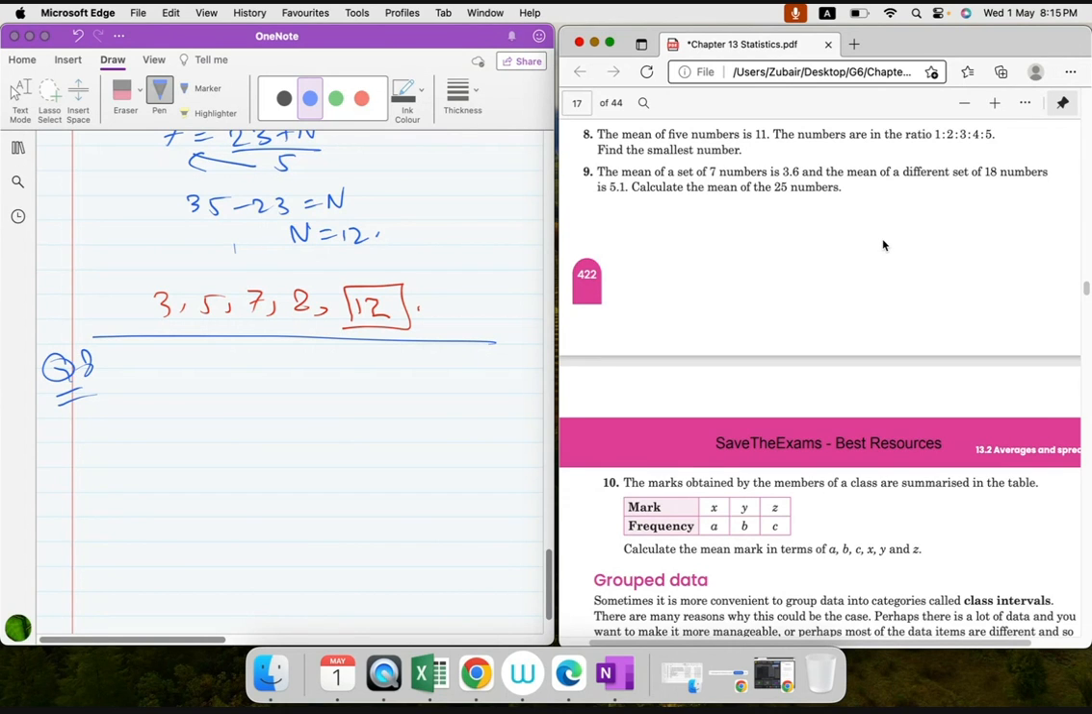Are you getting it? Just one second. The ratio, I couldn't understand the ratio.